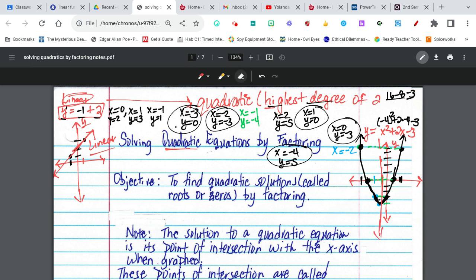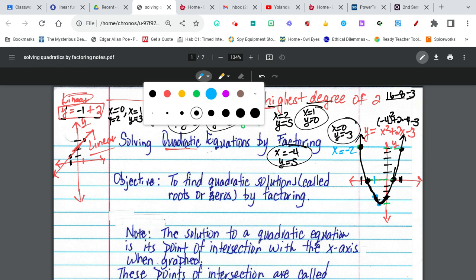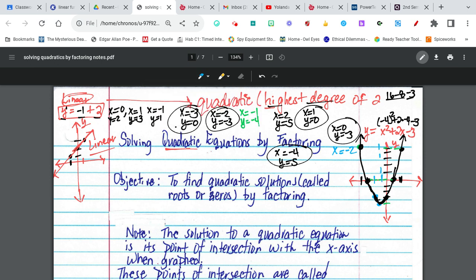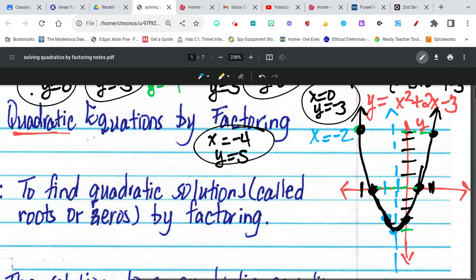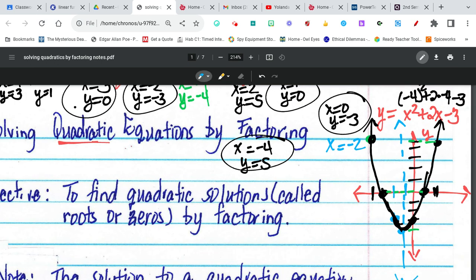It's not really part of your graph. Let me do it in a different color. I need to dot the line so it's not really part of my graph. It's just showing me where, if I would fold it, one side would flip over and be the same as the other. And as you can see, these dots are equidistant from the axis of symmetry. They call it the line of symmetry or axis of symmetry.